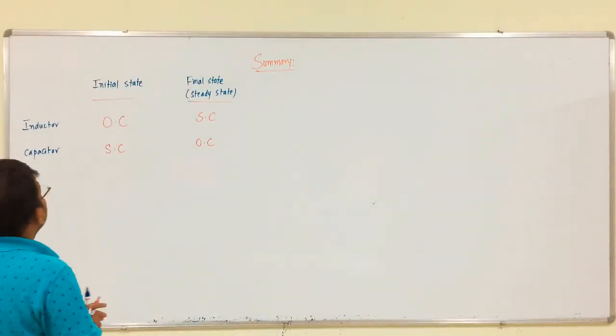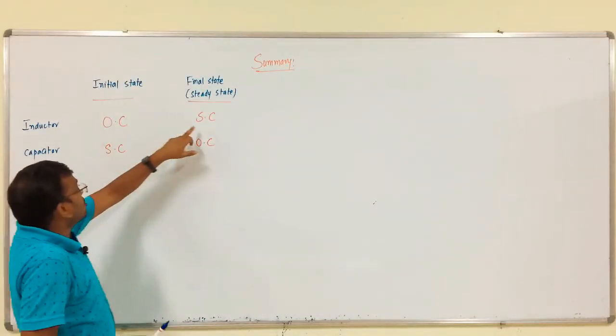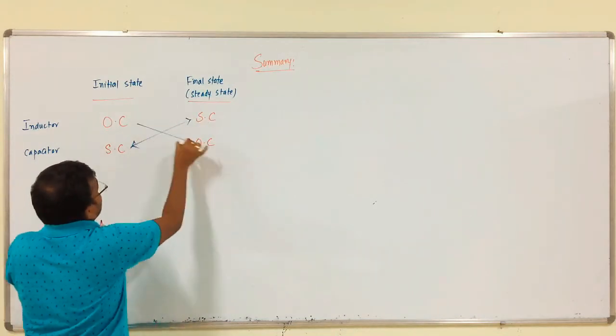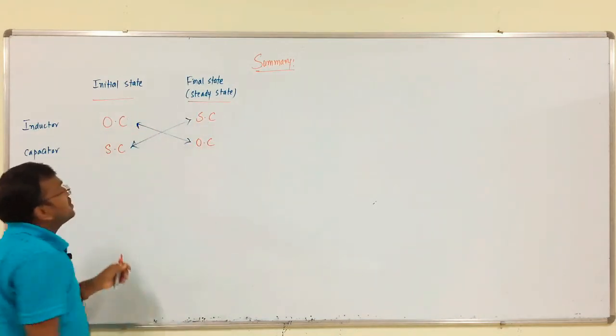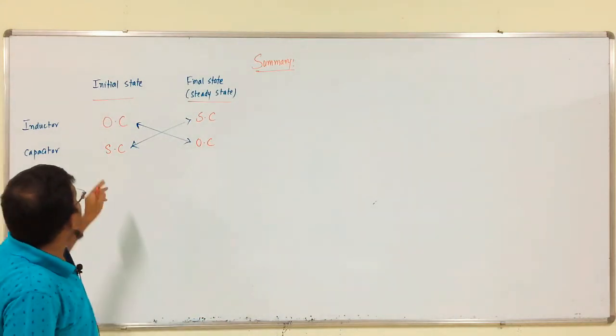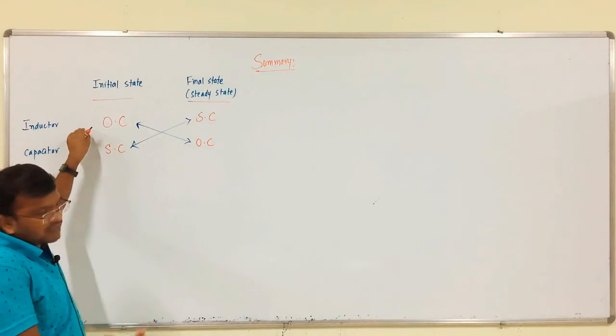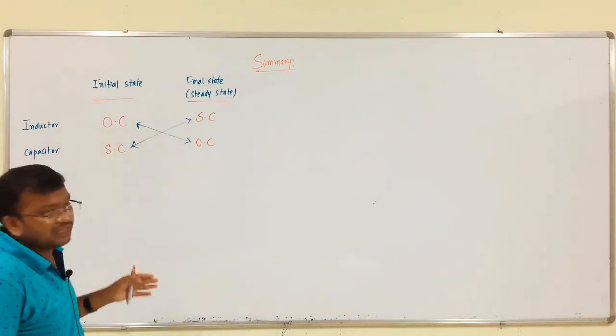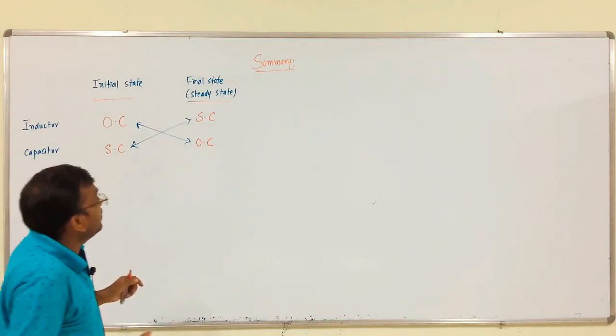Simple. Open circuited, short circuited, just interchange, and you will get the other state condition. If you remember the conditions for the inductor, obviously you will get the conditions for the capacitor. Just interchange the conditions, that is it.